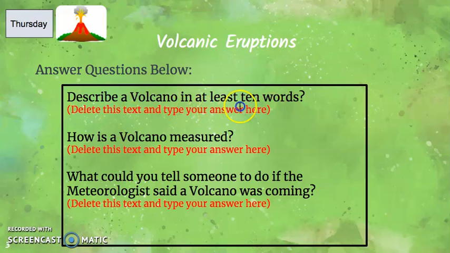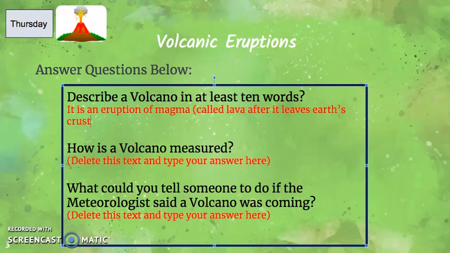Describe a volcano in at least 10 words. It is an eruption of magma called lava after it leaves Earth's crust. Earth's crust is the name of the layer of soil and all that just in the ground. There's crust, eruption.